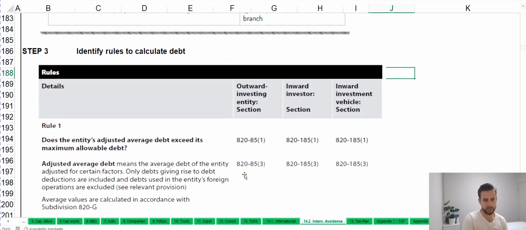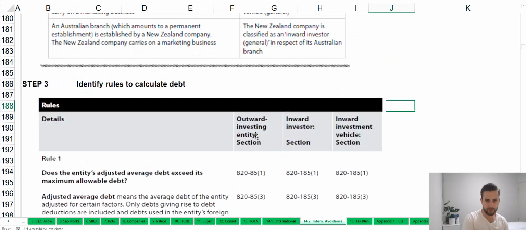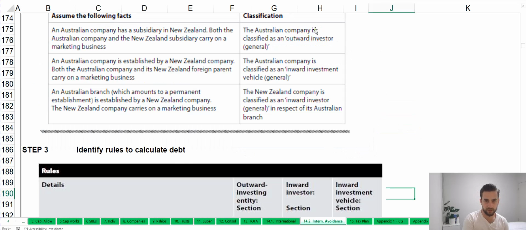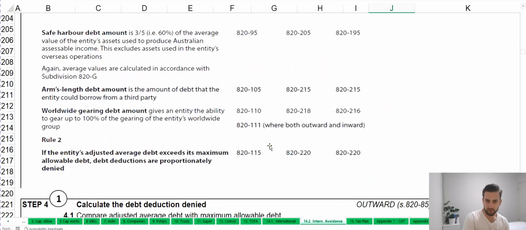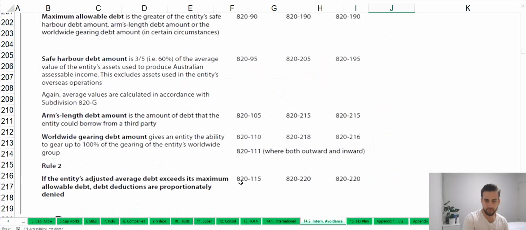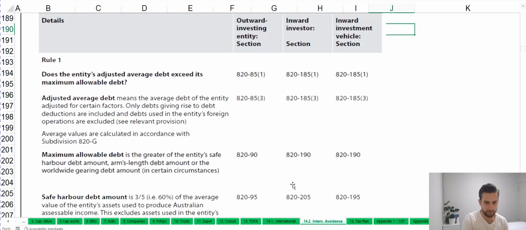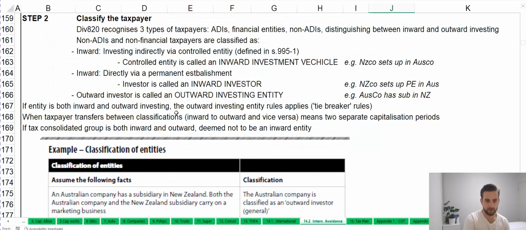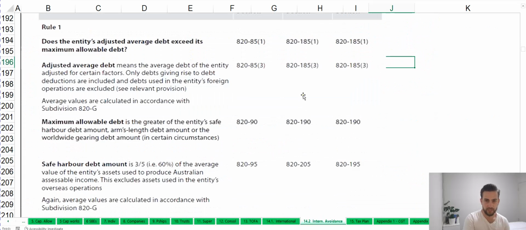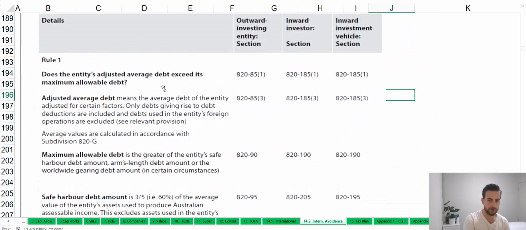There are different implications down here in terms of whether you're going to be an outward investing entity, an inward investor, or an inward investment vehicle. Hopefully these scenarios give this some context as to what you use, but typically they're all pretty much the same. Okay, there's only a few minor nuanced differences. I remember I have seen exam questions on this before though. So basically step one is figure out which classification of entity it is, and then you literally just follow this flow chart as you go through it.